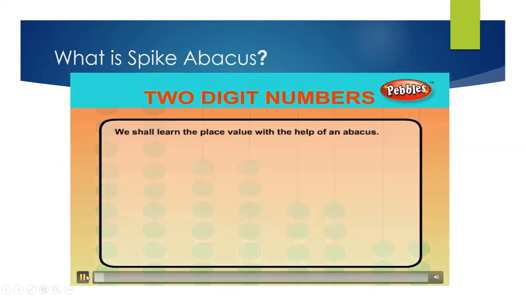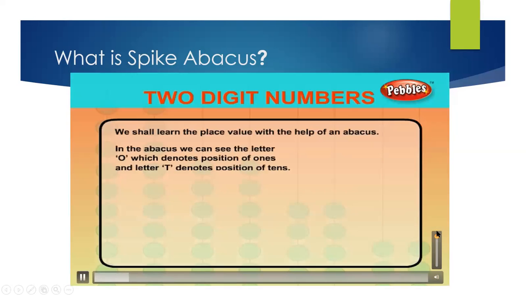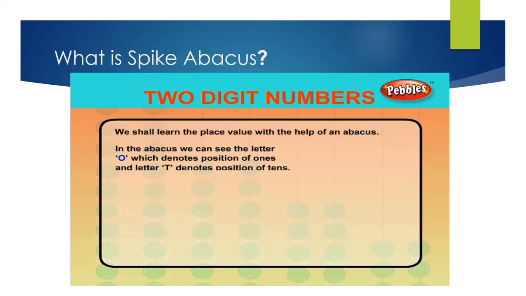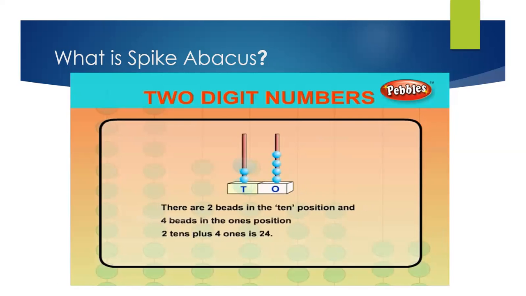We shall learn the place value with the help of an abacus. In the abacus, we can see the letter O, which denotes the position of ones, and the letter T, which denotes the position of tens. In the given figure, there is only one bead in the ones position. This denotes the number 1. In this figure, there are 2 beads in the tens position and 4 beads in the ones position. 2 tens plus 4 ones is 24.